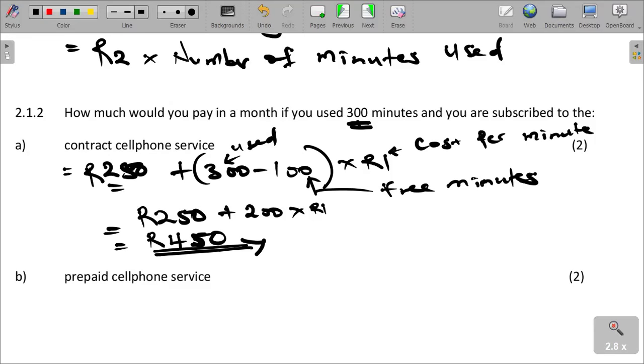We now want to look at B, prepaid cell phone.